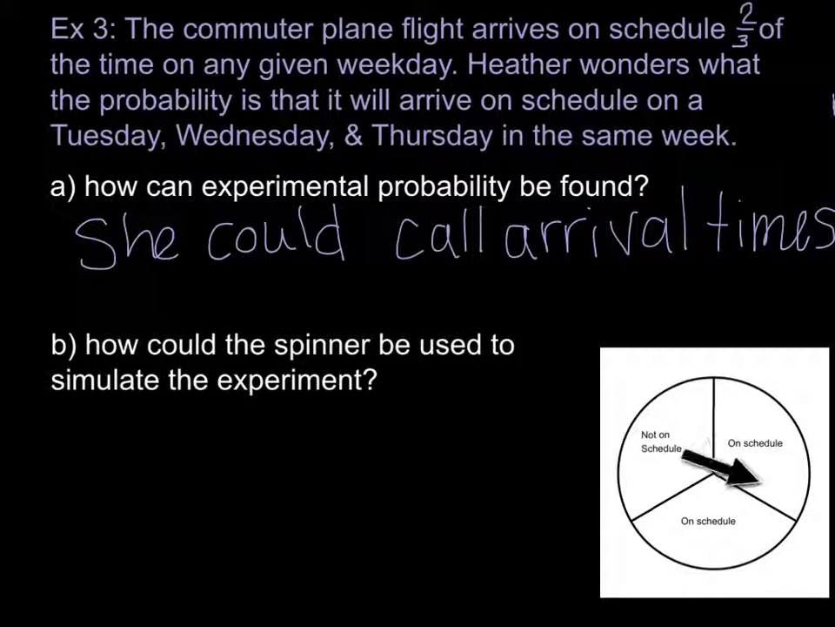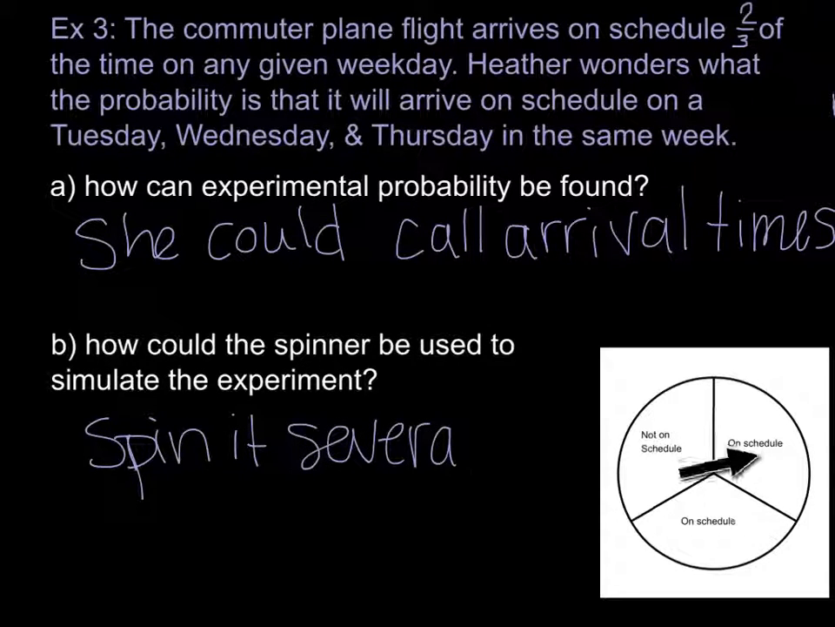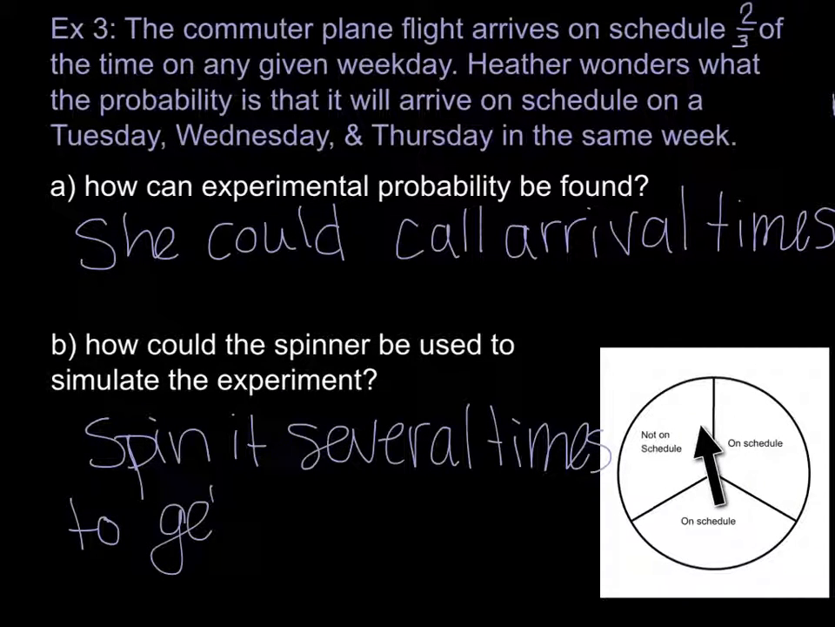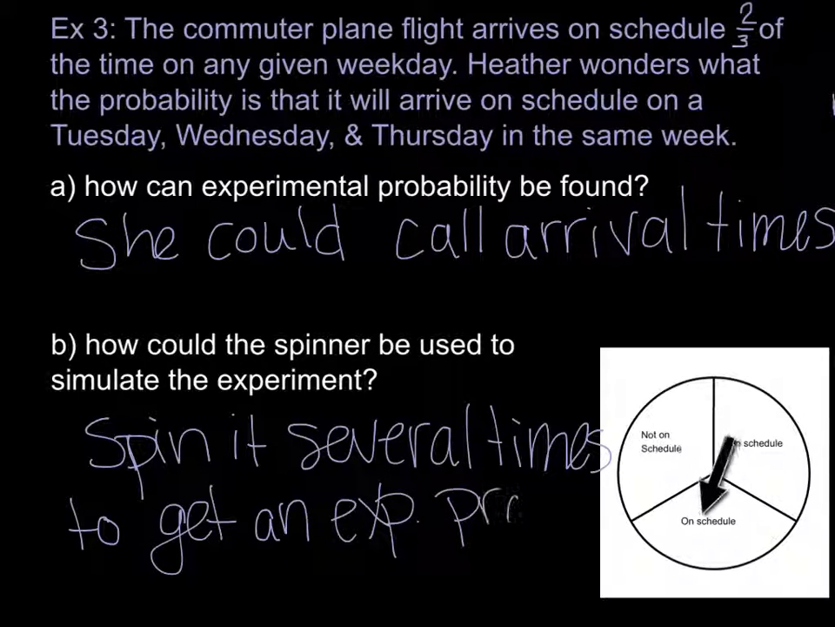So Part B says, maybe this would help. How could the spinner be used to simulate the experiment? So just pretend that you're constantly spinning. It stops, you spin it again, it stops, you spin it again. Basically, you could spin it several times and find an experimental probability.